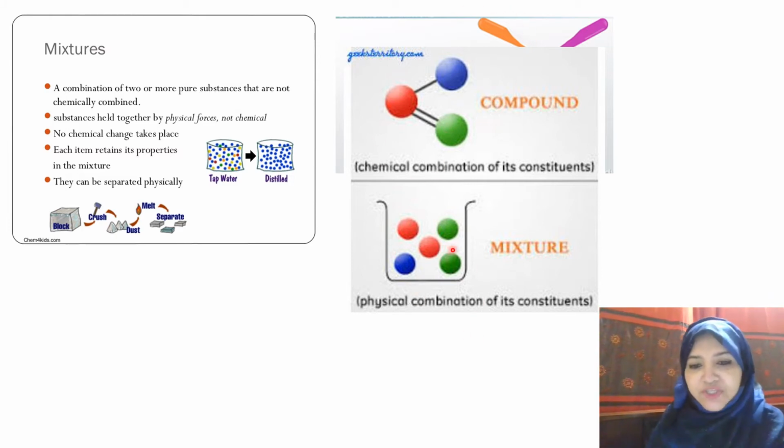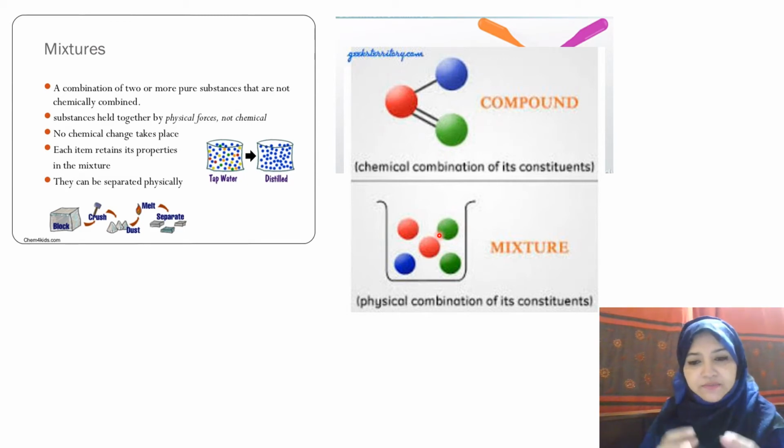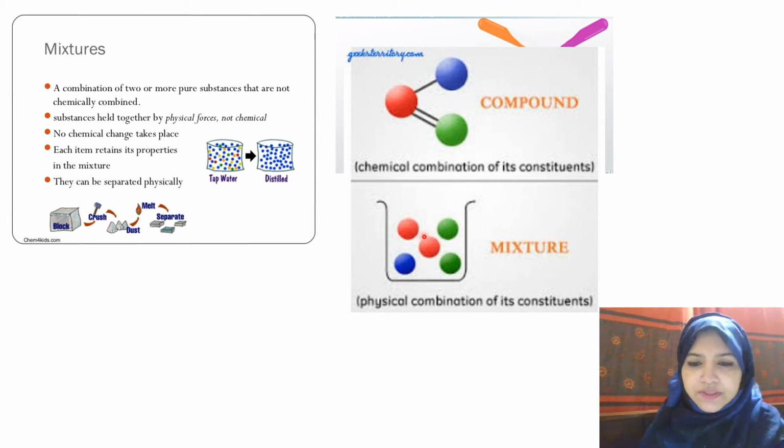But this is a mixture. In this mixture, three different components are present: green, two yellow, and one blue. They are held together by physical forces, in the same container, the same place, but this is a physical combination. You can easily observe that there is no bond between these component molecules, and this is known as a mixture.